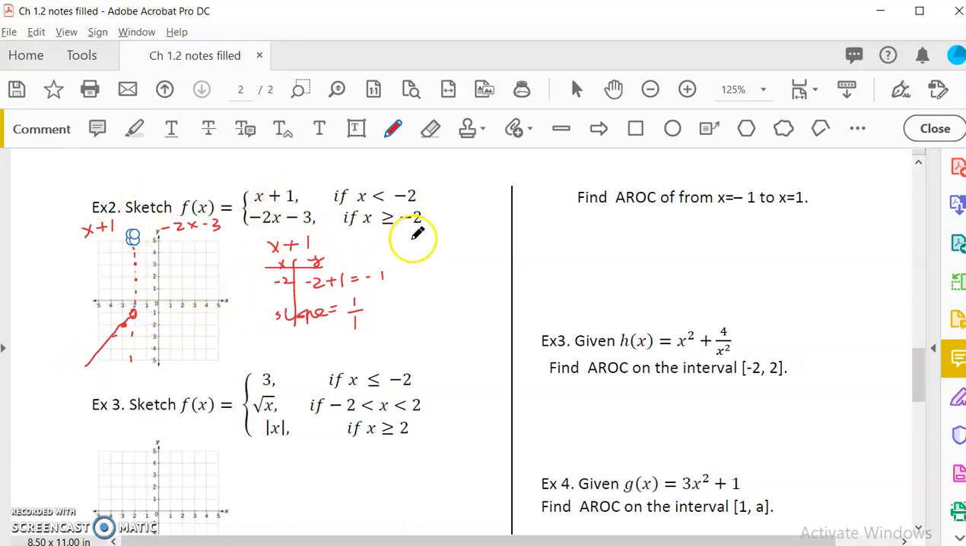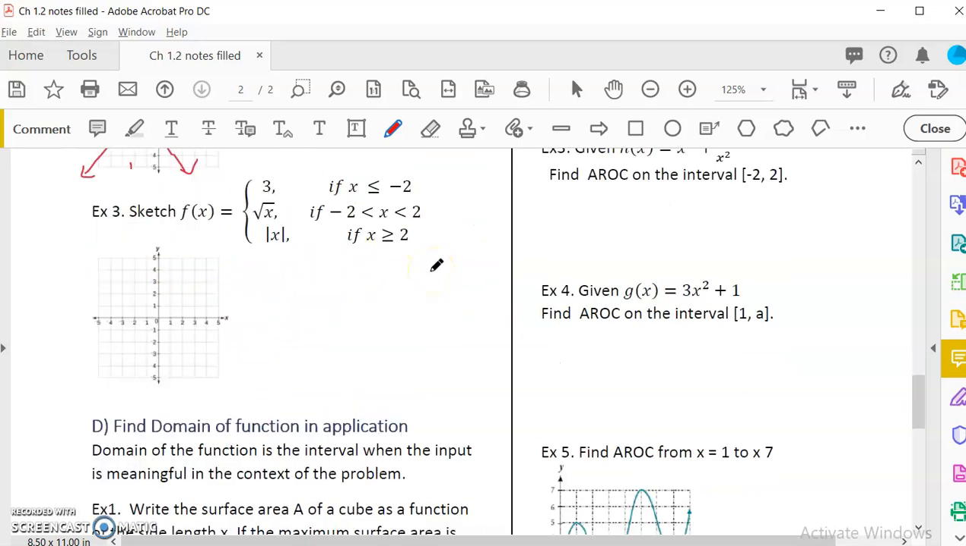And what about the other one? Negative 2x minus 3. When x is equal to negative 2, what do I have? Negative 2 times negative 2 is 4. 4 minus 3 is 1. So for this side, the solid dot is at 1, right? And then the slope is what? Negative 2 over 1. So it's down 2, over 1. So like that. Down 2, over 1, right? So like this. So that's how you graph it.